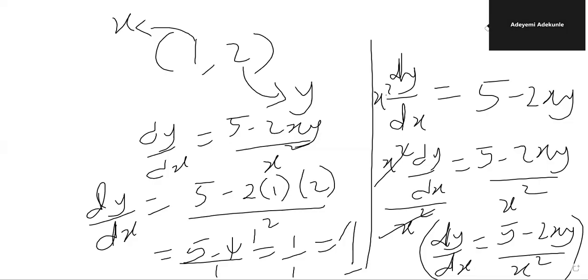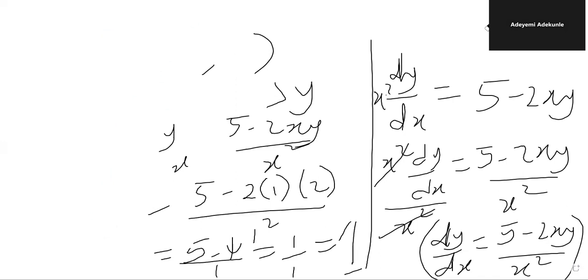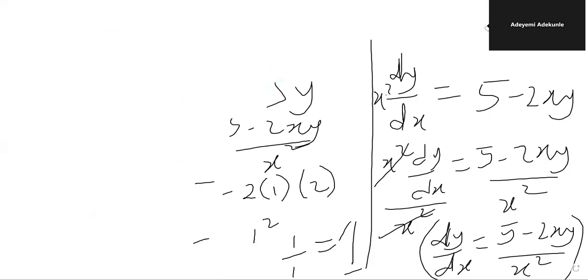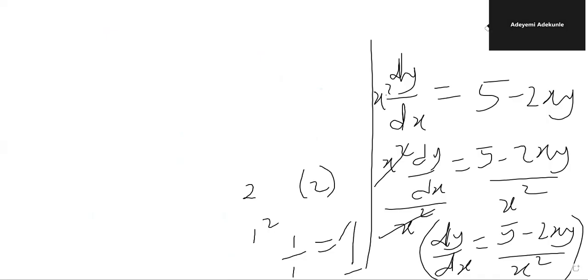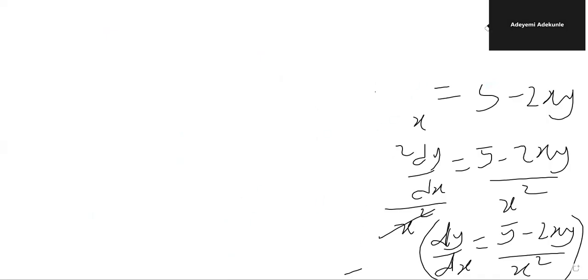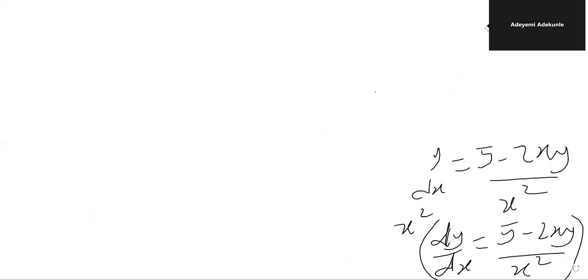So let's look at another example on implicit functions. All right, so it's very easy. Anytime you want to differentiate y, just make sure you add your dy dx to it. It's a very simple thing to do.